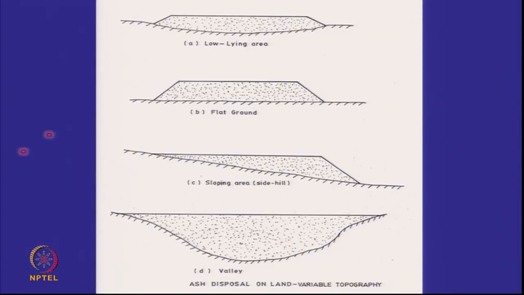So really, all these four forms are similar to what we talked about in terms of landfills. If you have a low-lying area, you start depositing it in the low-lying area, and then gradually the pond will rise above it. This is the final sectional view. How we contain the slurry will become evident in the next slide, but this is what it will look like. If it is on flat ground, your pond will be like this. Sloping ground will be like a side slope landfill, and valley will be like this.